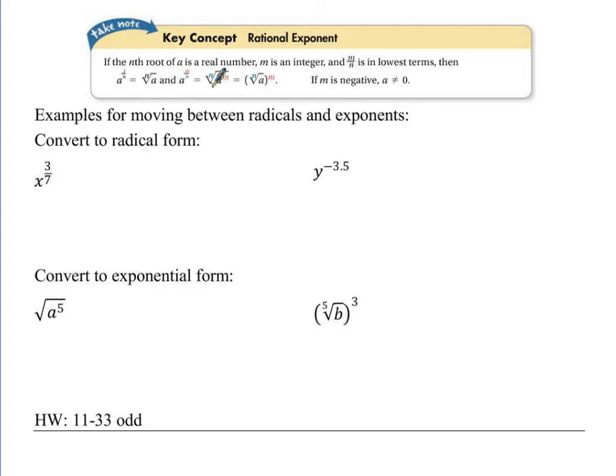Which means that if I have a to the m over n, then I can rewrite this as the nth root of a to the m, or I could write this as the nth root of a all to the m power. Both of those work. Very important, 2 little things right here. This guy right there is the whole idea behind this section. If m is negative, then that makes a reciprocal here. Remember what negative exponents do. And a cannot equal 0 because we know that we can't take the nth root of 0.